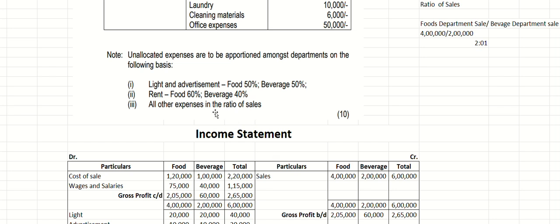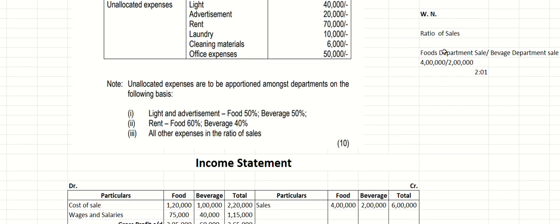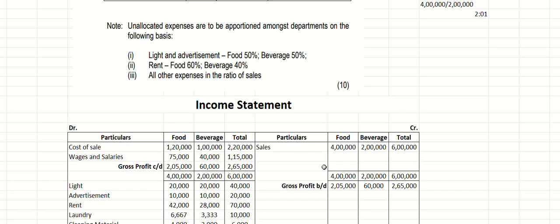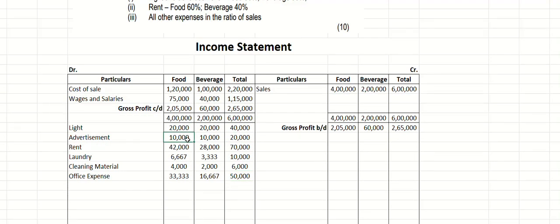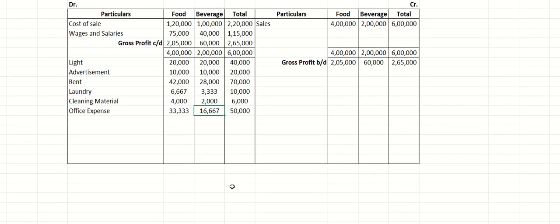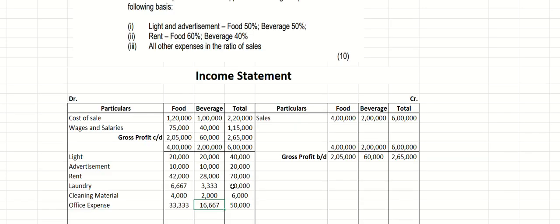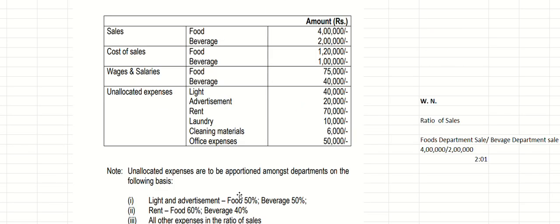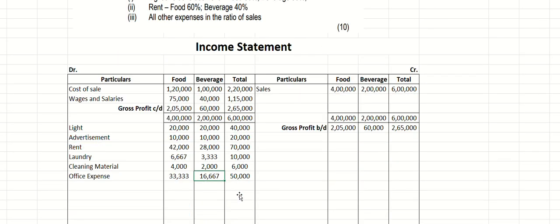When the apportioning is in the ratio of sales, we have to find the ratio of sales between the departments. Then in that ratio, we have to divide everything. I hope it is clear for you. If you feel it is difficult, please let me know later. I will explain it once again. We have some alternatives also. Okay, now we can go for the final part.